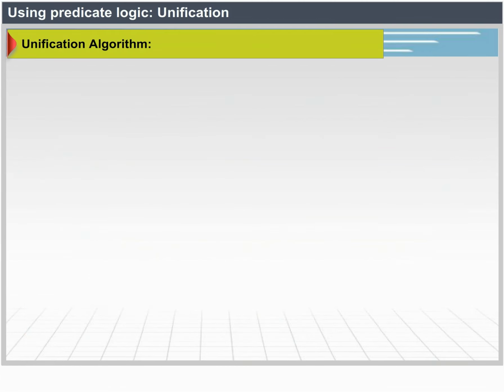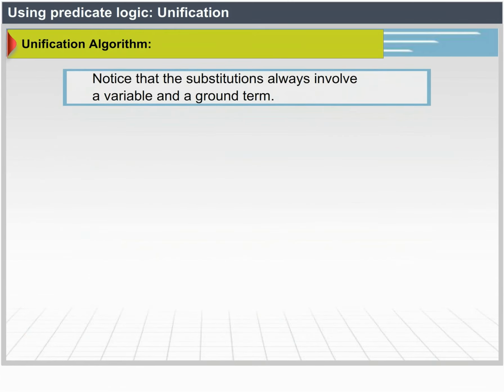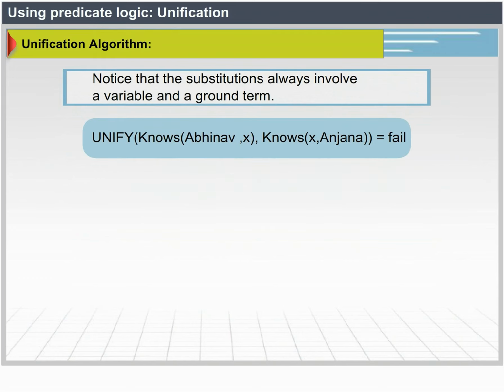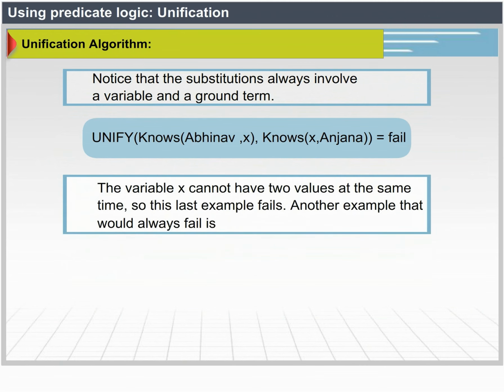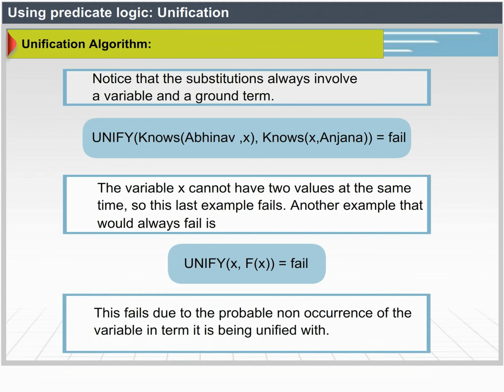Notice that the substitutions always involve a variable and a ground term. Unify(Knows(Abhinav, x), Knows(x, Anjana)) gives fail. The variable x cannot have two values at the same time, so this last example fails. Another example that would always fail is unify(x, f(x)), which fails due to the occurrence of the variable in the term it is being unified with.